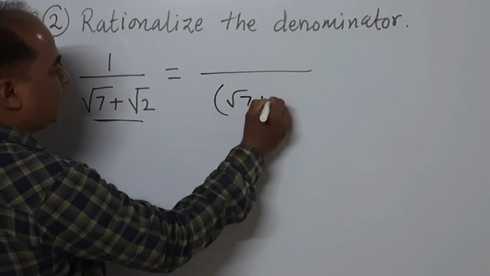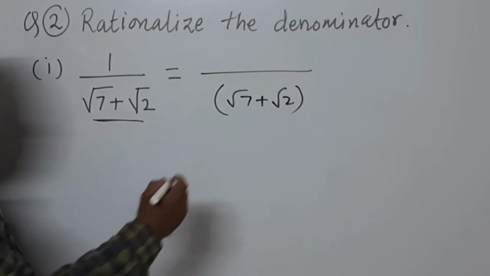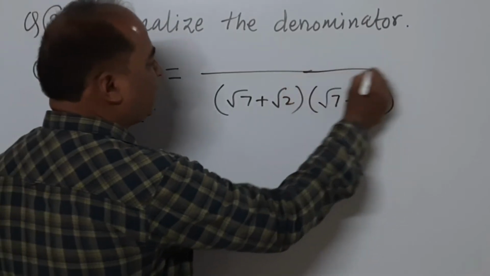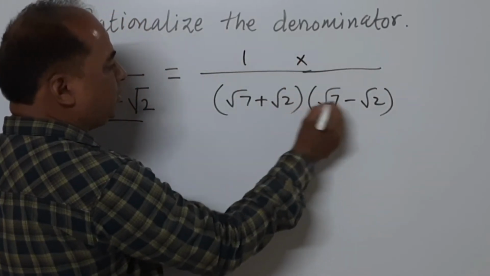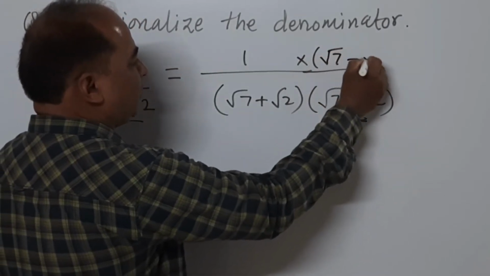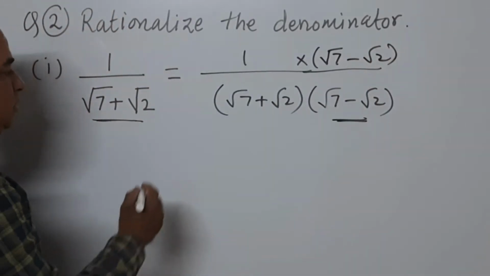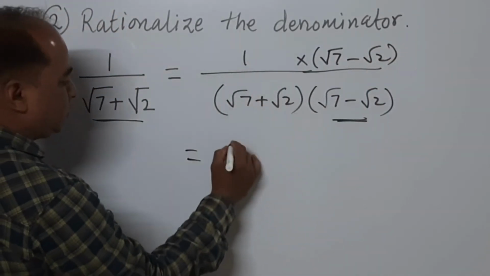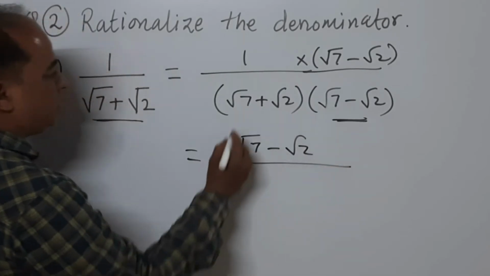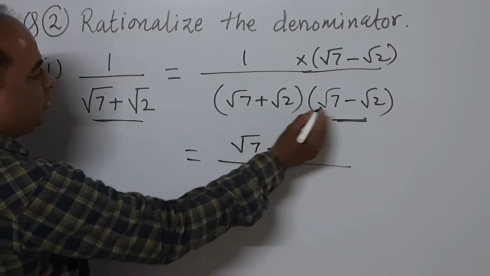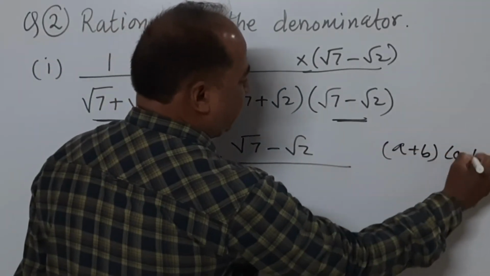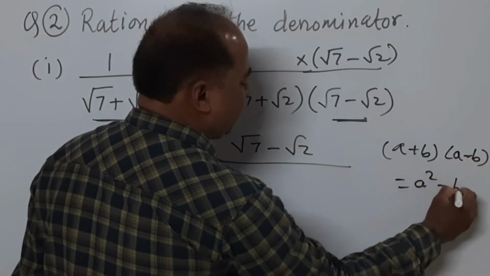The conjugate of root 7 plus root 2 is root 7 minus root 2. So we have to multiply both numerator and denominator by the same term. So we multiply the numerator also by root 7 minus root 2, which is equal to 1 into root 7 minus root 2, that is root 7 minus root 2 in the numerator. Here you have to apply the formula: a plus b into a minus b is equal to a square minus b square.